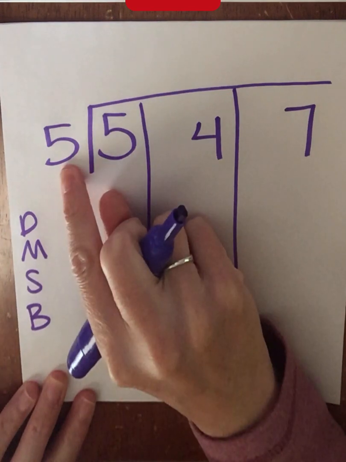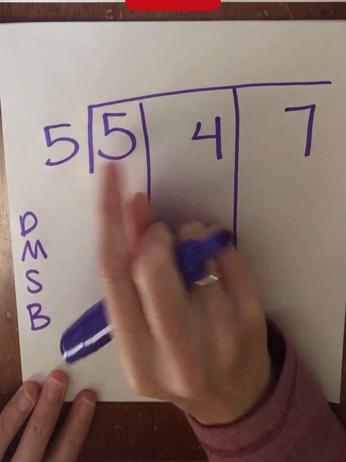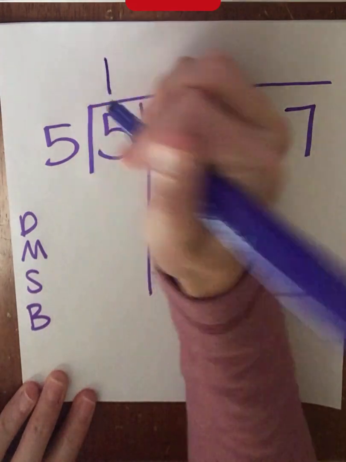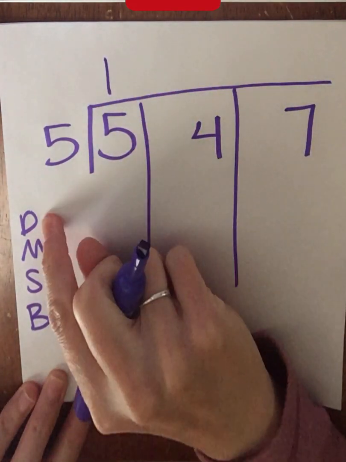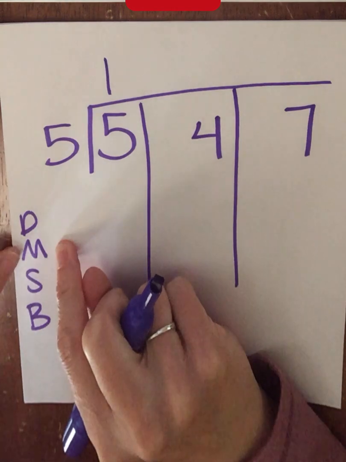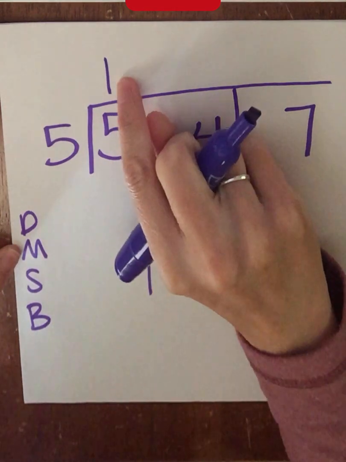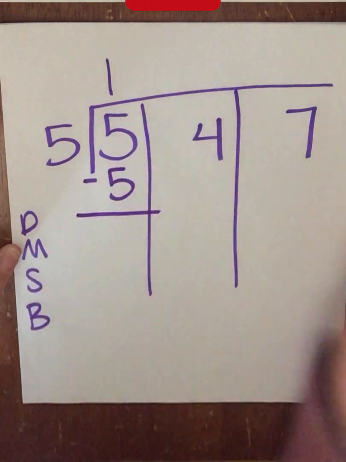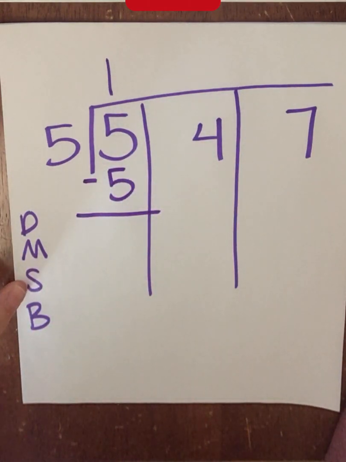So I'm going to start here with the 5. I can take one group of 5 away from 5, so I'm going to write 1 up here. Divide. Now I need to multiply. I'm going to multiply 1 times 5, which is 5. I'm going to draw my subtraction line there. Now I'm going to subtract.